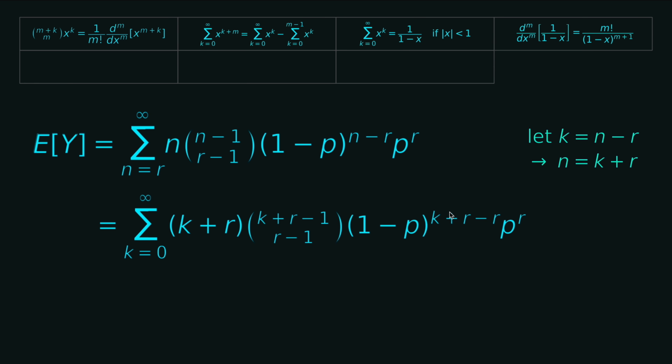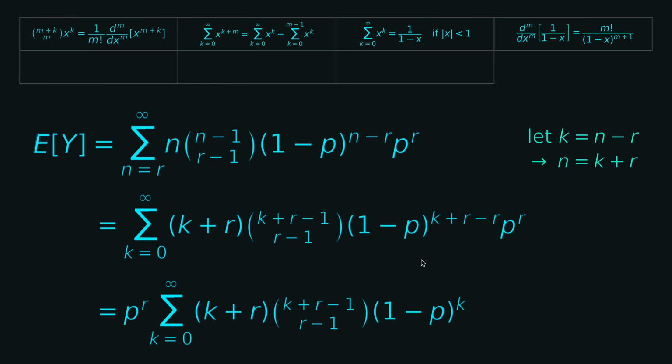And that's going to also make our index start at 0, which we like a lot more. Now we have r minus r here, that's going to be 0. So we're just going to have 1 minus p to the k. And I'm going to pull this p to the r outside the summation here.